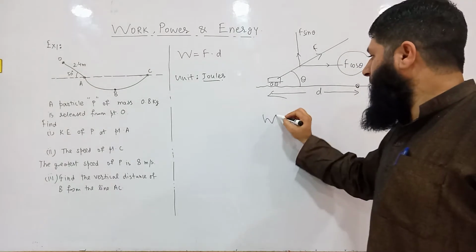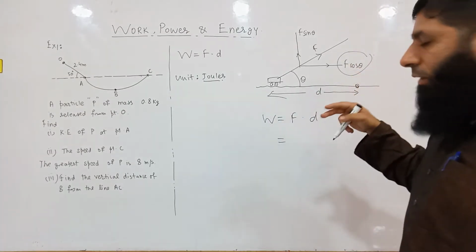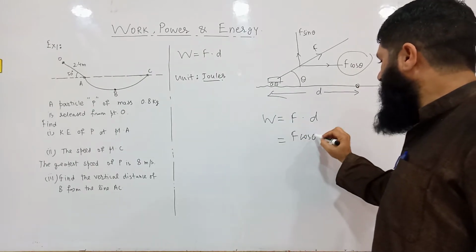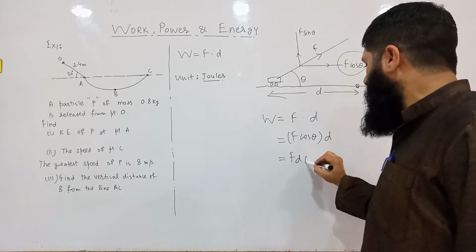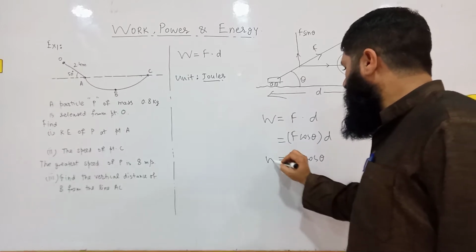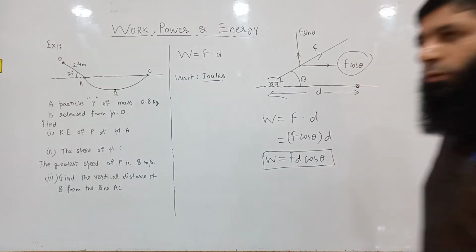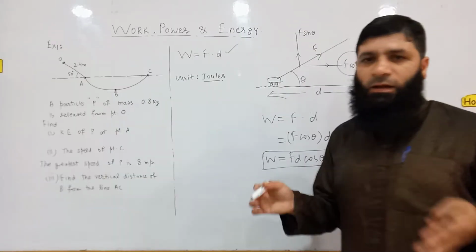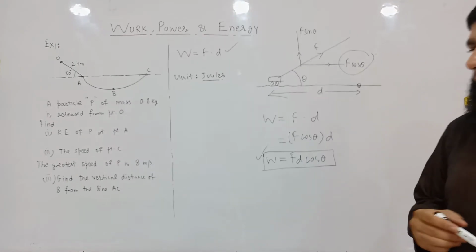So if you multiply force and distance, in this case only the horizontal component is active. So the force will be equal to F cos theta. So at the end we will have this expression for work done. W will be equal to F d cos theta. So if the direction of force and displacement is the same, we will be using the first expression, and if there is an angle between force and displacement, we will be using this expression.